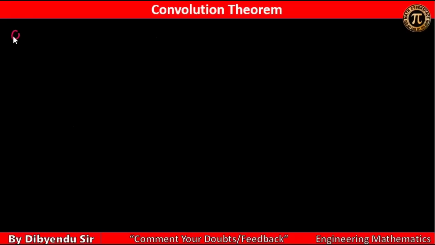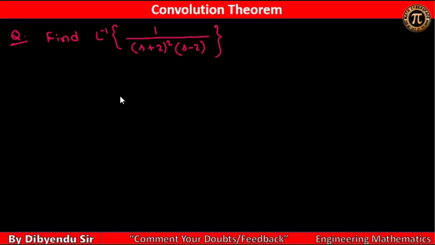The question is: find the Laplace inverse of 1 by (s plus 2) whole square into (s minus 2). Obviously you can see that this function, 1 by (s plus 2) whole square into (s minus 2), we can break into two functions, F(s) and G(s).